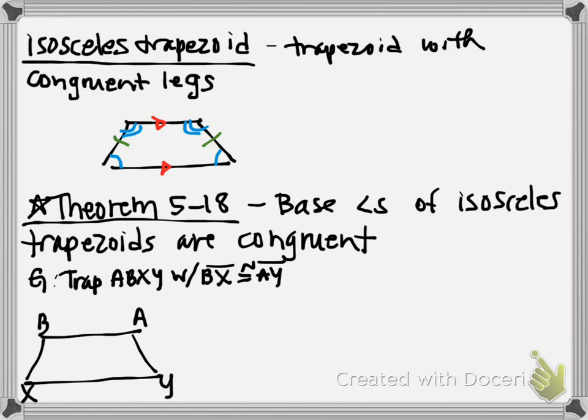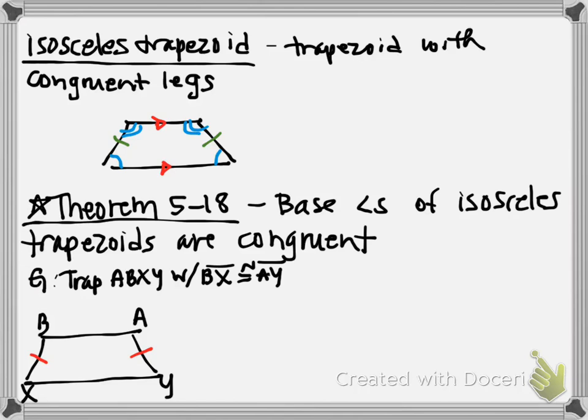So from the given, we're told these two sides are congruent. So we know it's a trapezoid. We have two legs that are congruent. Therefore, it is an isosceles trapezoid. Okay. So you could say this is an isosceles trapezoid by the definition of isosceles trapezoid. Right? Now, what do we want to prove?